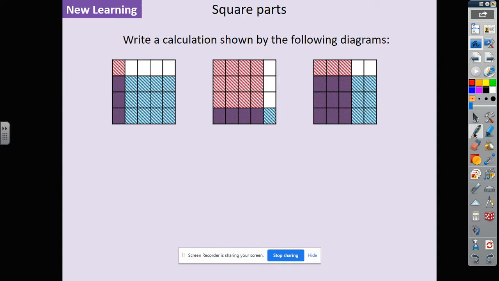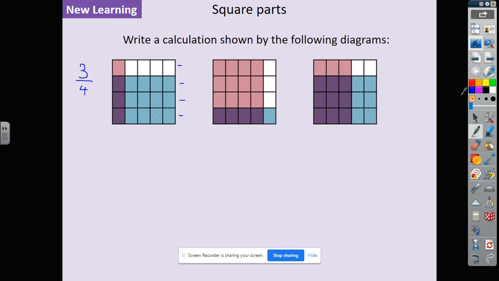Okay, so you should have paused the video, gone away and worked these out, drawn them in your books, and now you're back with me just to check your answers. So let's have a look at this one here. We can see that the blue part was split into quarters. So we've got 1 quarter, 2 quarters, 3 quarters, 4 quarters. So we know that that must be 3 quarters.